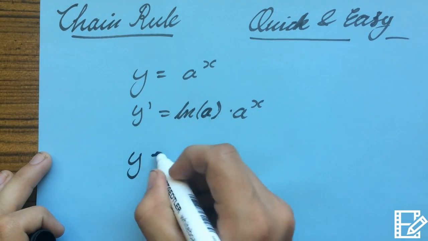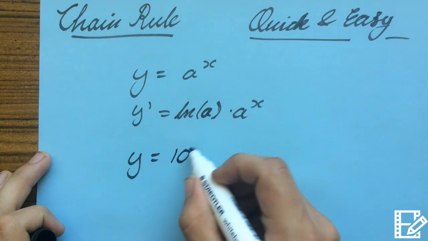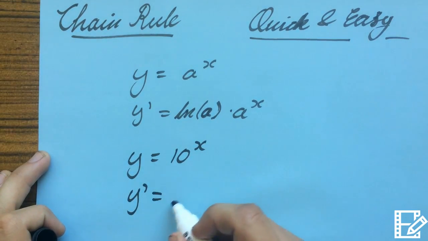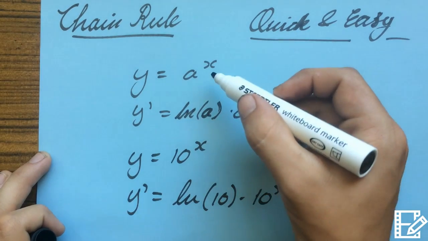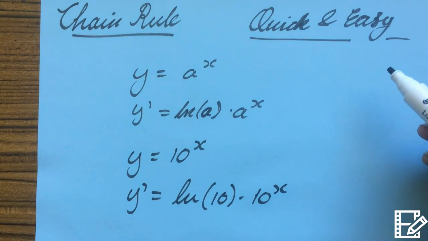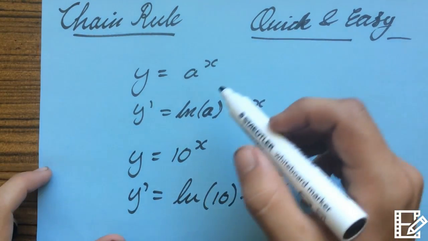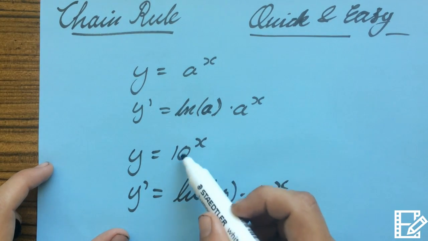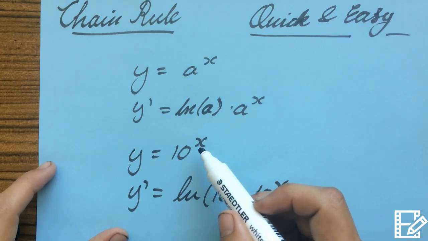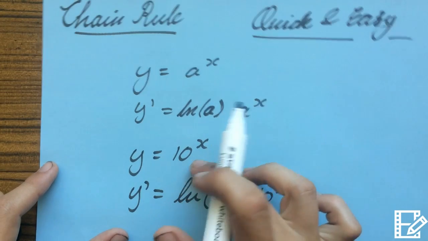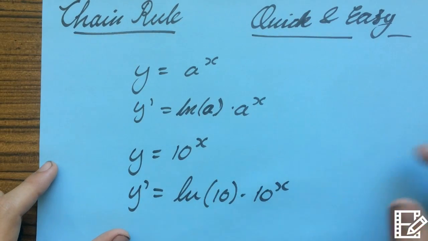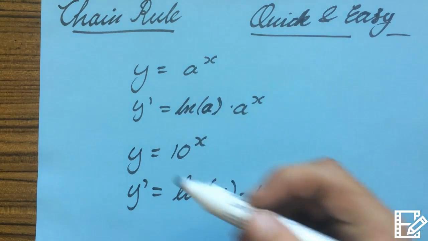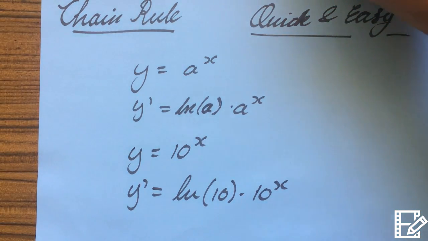This is the exact same as writing 10, well, not the exact same, but a resembles a number, so you could write 10, you could write 7, 14, 32, 727, whatever you want. But when you have a number to the power of x and you wish to derive it, you keep the number to the power of x, but you multiply it by ln of that number. I hope that makes sense.